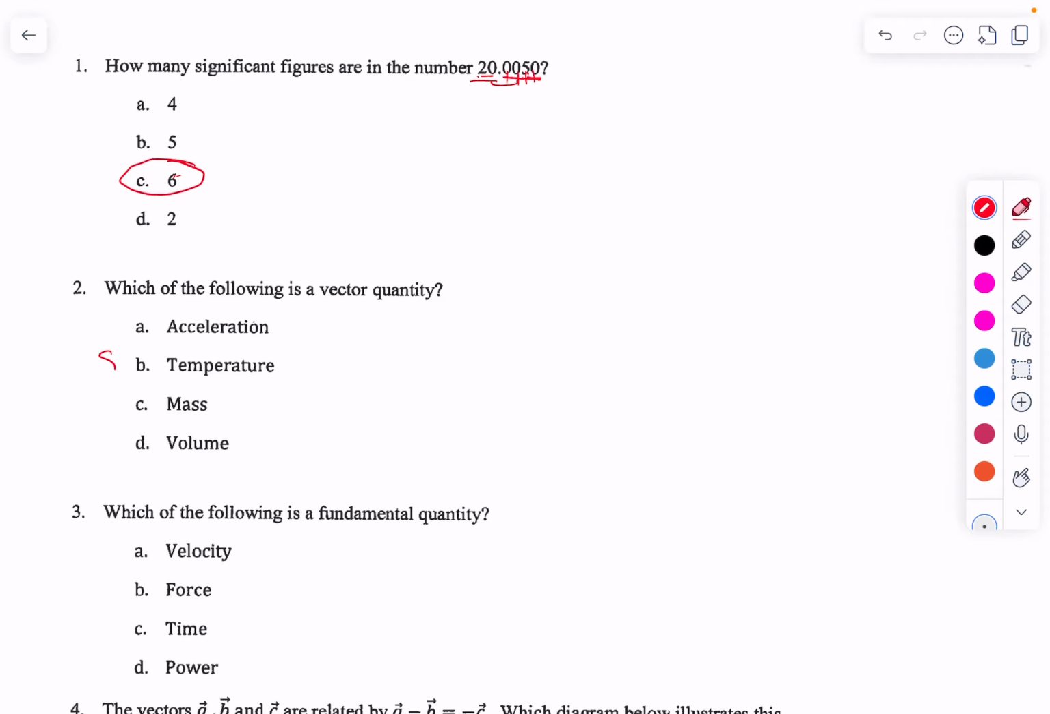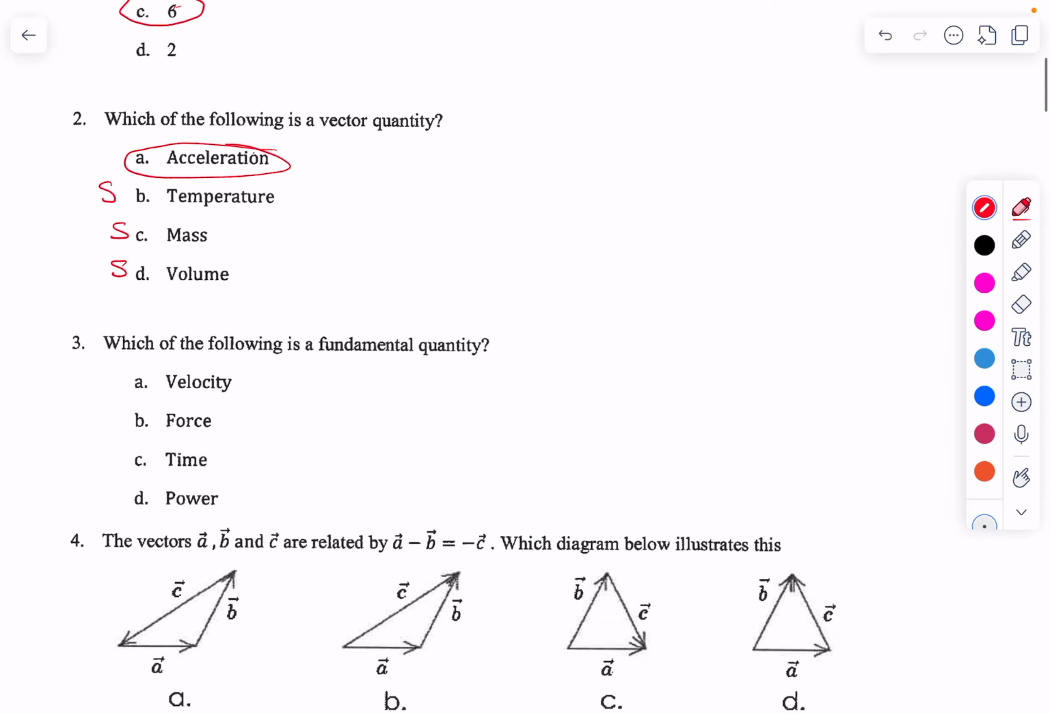So which of the following is a vector quantity? Temperature is a scalar, mass is a scalar, volume is a scalar, so acceleration is a vector quantity. Which of the following is the fundamental? Velocity is length divided by time, force is mass times acceleration, time is the time, and power is work divided by time. So time is the fundamental quantity.